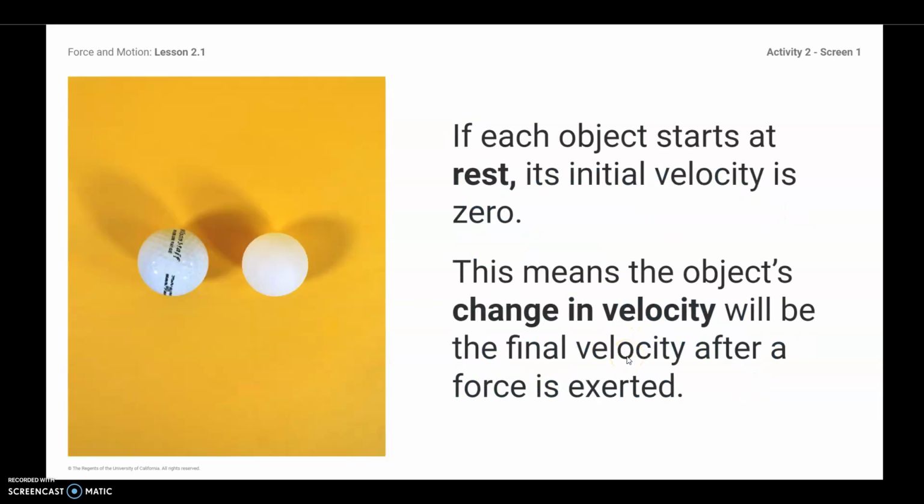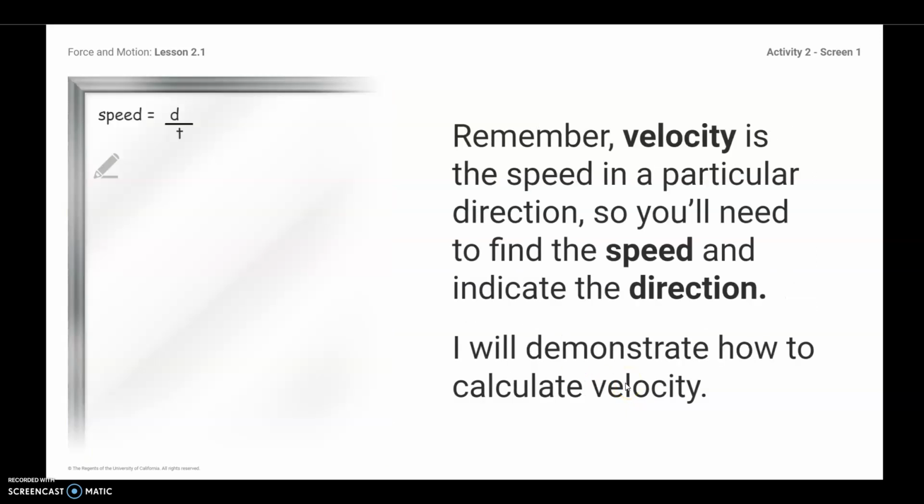Okay, so if each object starts at rest, then its initial velocity is going to be 0. This means that the object's change in velocity is going to start at 0 and go up to whatever number you are. So that's going to be its final velocity because it wasn't moving when you first started it. So remember, velocity is the speed in a particular direction. So you'll need to find the speed and indicate the direction and calculate the velocity. So velocity is calculated as a distance over a time.